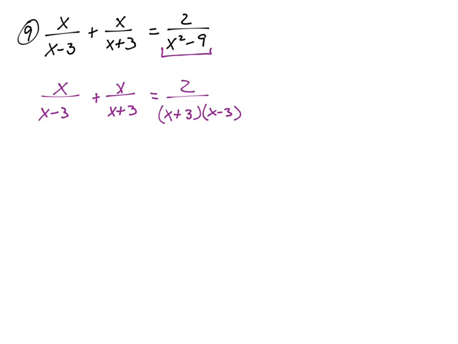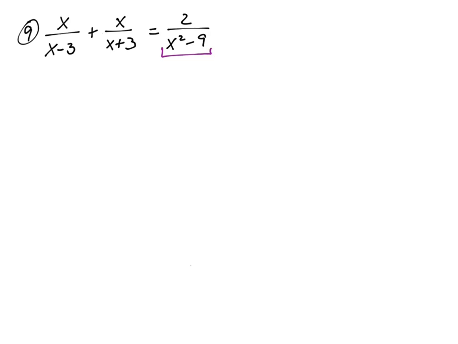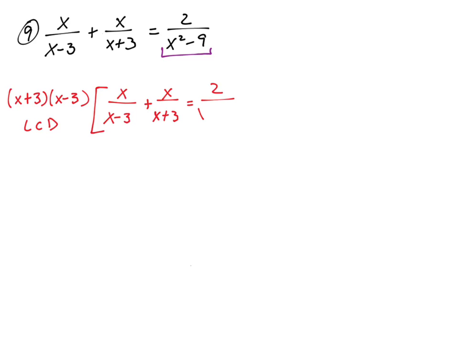And so here I can see that my least common denominator is just going to be this value here. So I want to multiply the entire equation by x plus 3, x minus 3. I'm going to rewrite this so it looks a little nicer because that's a little messy. So we're multiplying the entire equation by our least common denominator, x plus 3, x minus 3. With this, we should see in the first set here, the x minus 3's cancel, so we're left with x times x plus 3. In the second set, the x plus 3's cancel, so this becomes x times x minus 3. And at the end, both of them cancel, so it equals 2.